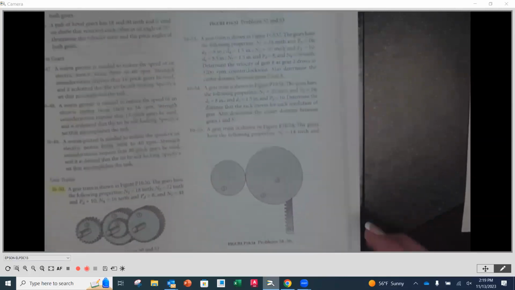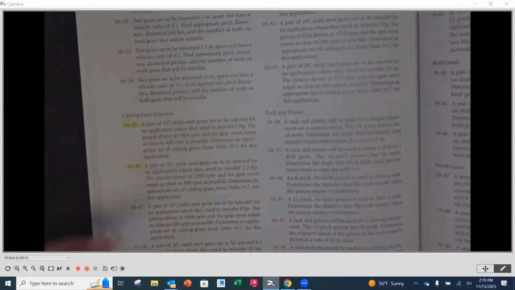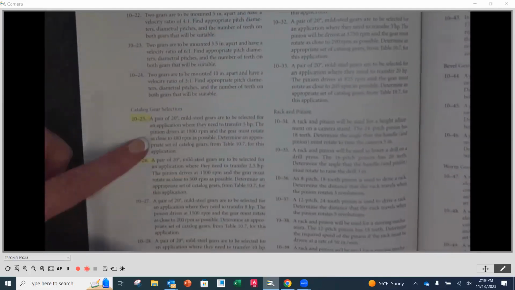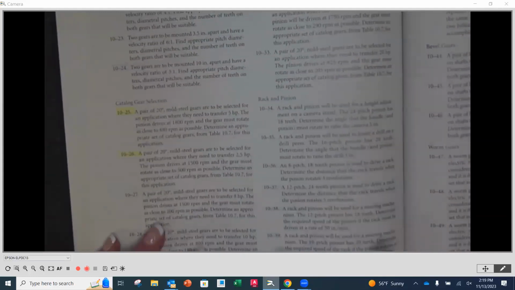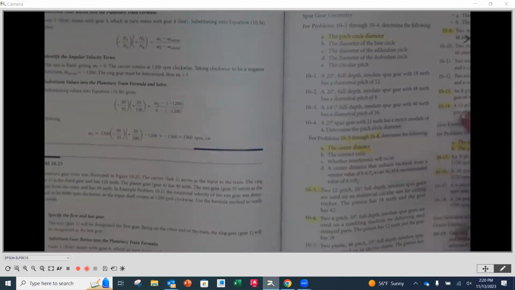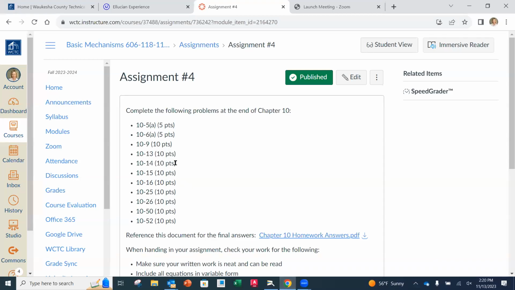Let's turn the page. Oh, and then here is going to be sets of gears. That's the very next thing we're going to go over. So you would be able to do, it looks like the first 1, 2, 3, 4, 5, 6, 7 problems in the assignment with numbers 9, 13, and 14, all external gears, no internals. So ignore the internal on the problem statement.